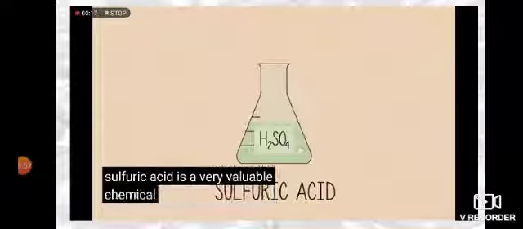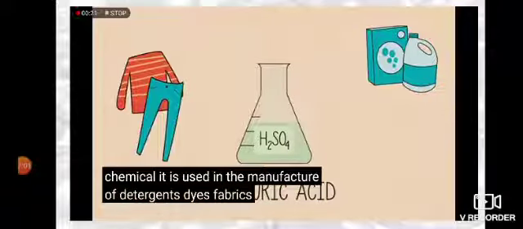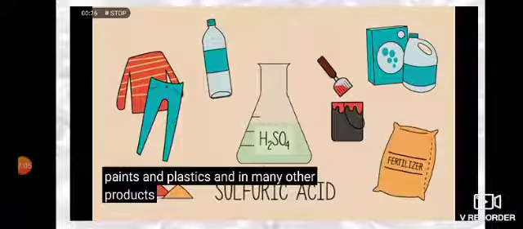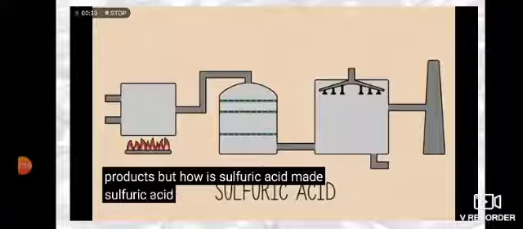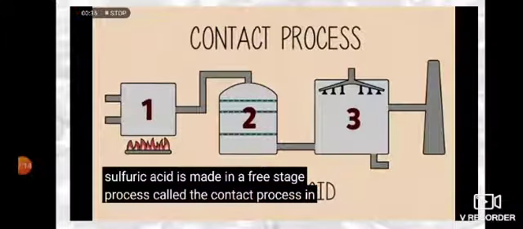Sulphuric acid is a very valuable chemical. It is used in the manufacture of detergents, dyes, fabrics, fertilizers, paints, and plastics, and in many other products. But how is sulphuric acid made? Sulphuric acid is made in a three-stage process called the contact process.